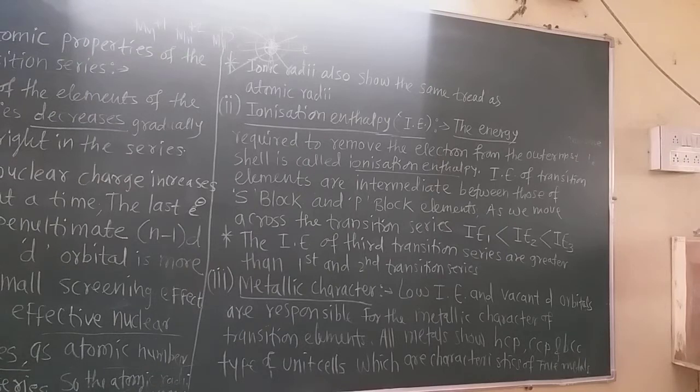Due to the poor shielding effect, nuclear attraction increases. As attraction increases, the electron cannot be given out easily. So a large energy is required to remove that electron, and therefore the third series, that is the 5d series, has greater ionization enthalpy as compared to the first d series and second d series. Remember that. That is always asked in the examination.